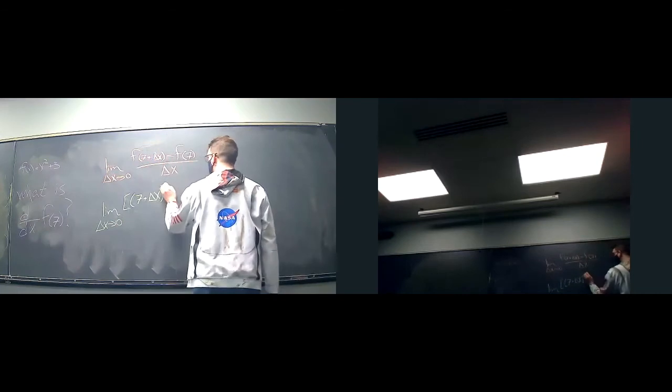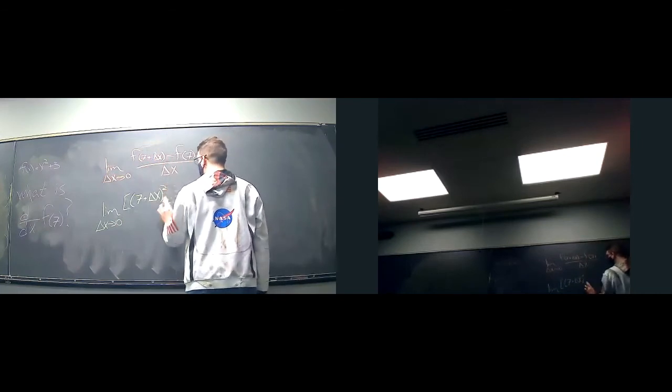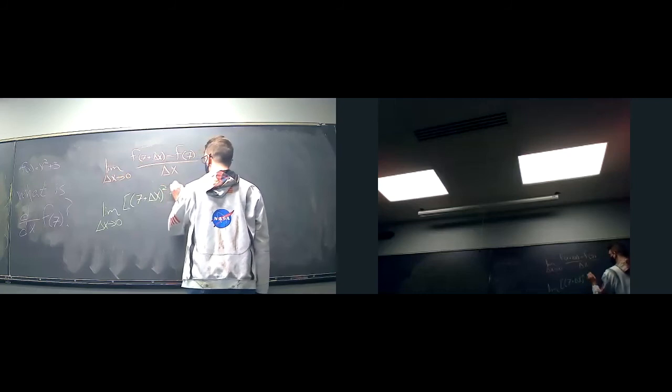for the record, the answer is going to be 14. Of 7 plus delta x squared plus 3 minus 7 squared plus 3, all of this over delta x. Let's go ahead and expand this out. Is everybody cool with that?